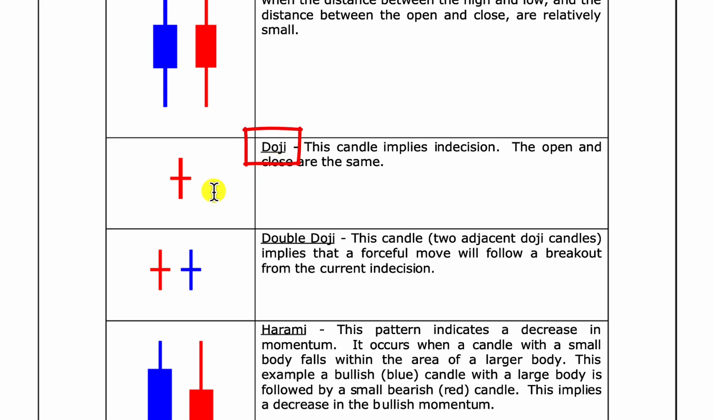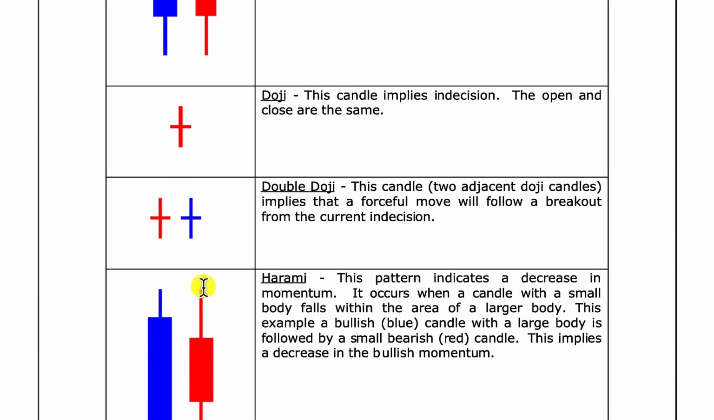Doji, I told you about dojis and indecision. Don't rely on dojis for reversals, even double dojis. Sometimes you get three or four in a row. It doesn't mean that the market's going to reverse. Be very careful of these. Some people will tell you when you see a doji, it means a reversal. That is not the case, not at all.